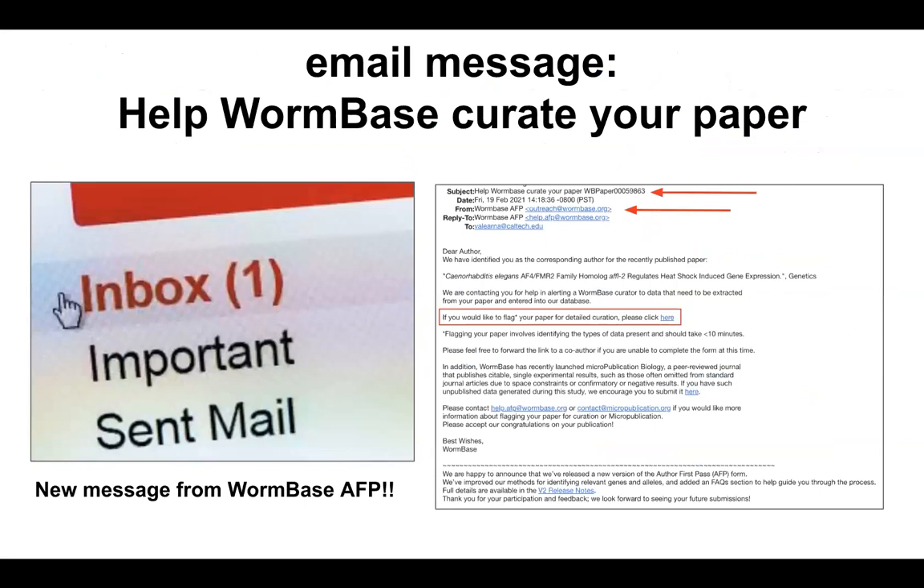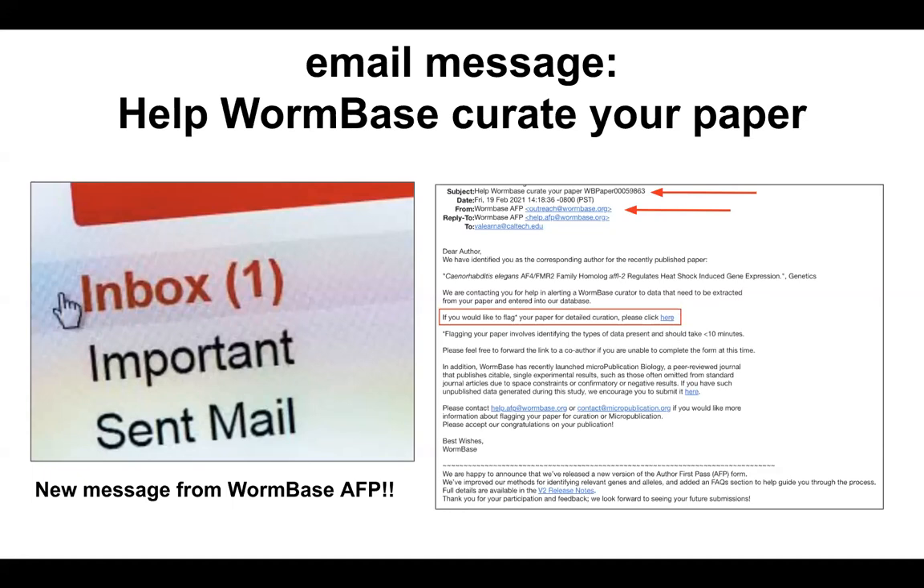Every Wednesday, we process new papers that we have and we send out email messages. So look in your inbox if you've recently published a paper, and there will be a message from the WormBase AFP team that will ask you to help WormBase curate your paper. And in that email message, there will be a link to the AFP form where you can look at the entities and data types we've extracted and verify those for us.